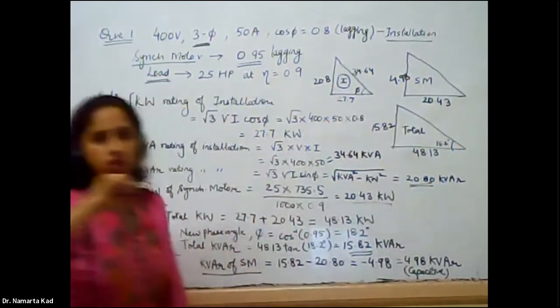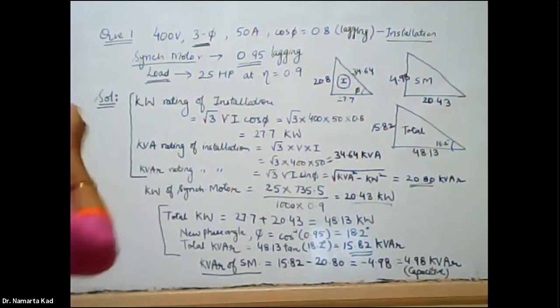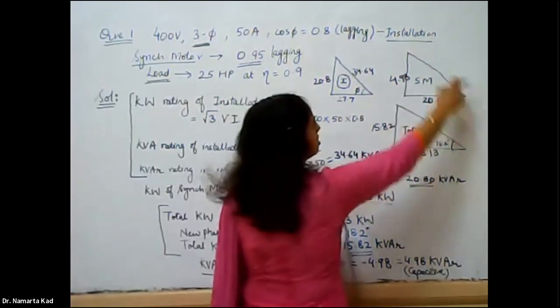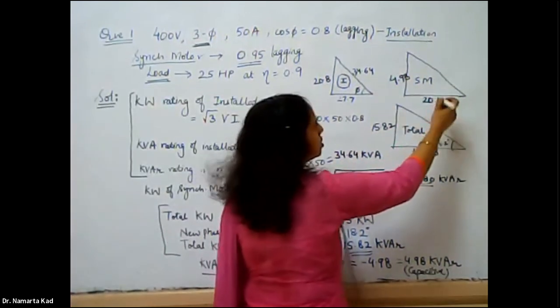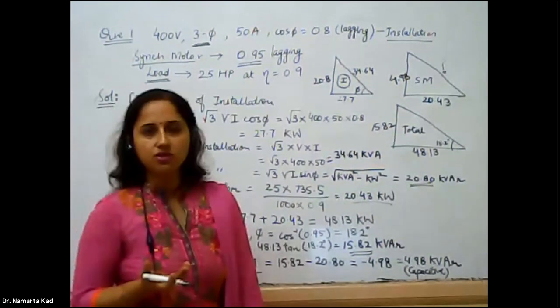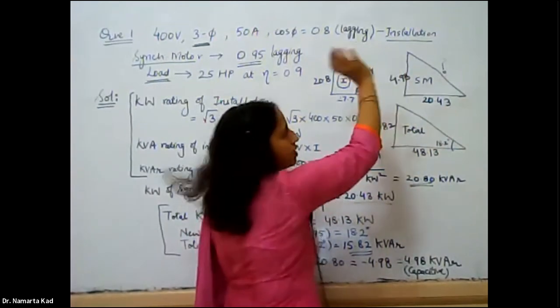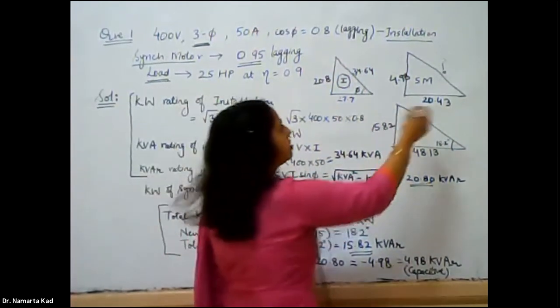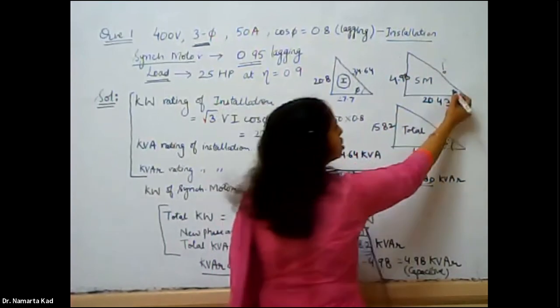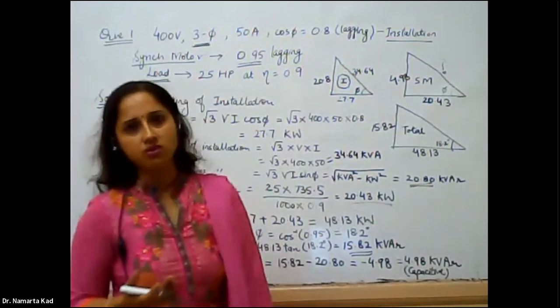Okay, so our question is to calculate the kVA and power factor of the synchronous motor. So now in the triangle of the synchronous motor, we are left with only this side. It is very easy to calculate the hypotenuse now because the base is with us, the perpendicular is also with us. Calculate the hypotenuse and also calculate this phase angle, and then calculate the power factor for the synchronous motor. Okay, just do this.